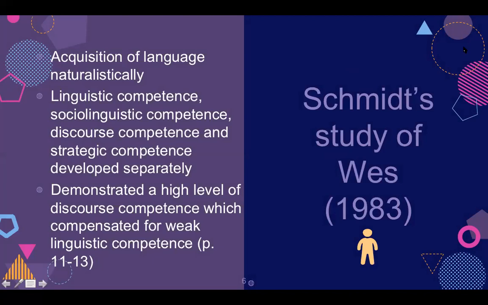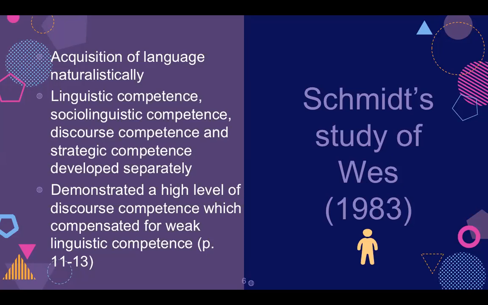Schmidt's study of Wes. Wes was actually also 33 years old. Wes was a Japanese learner who also showed very little linguistic development during the time of the study. However, Wes did show growth in terms of communicative competence. He was learning language naturalistically through his contact with native speakers. He had regular contact with them. And so he learned to communicate, and his ability to communicate improved during the study.